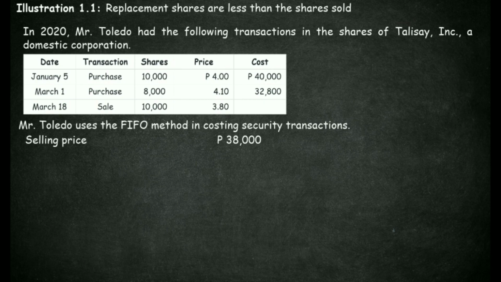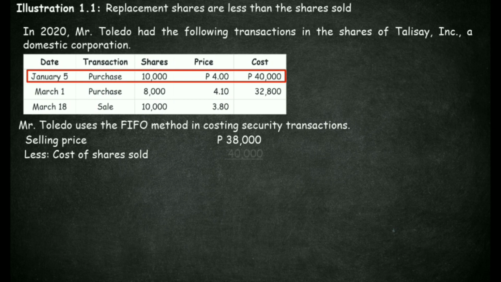Toledo is using the FIFO method, meaning the first shares he bought are the first ones he sells. So, that would be the purchases made on January 5. We have 10,000 times 4 pesos, so the total cost of the shares sold is 40,000. The cost of the shares sold is greater than the selling price, so therefore we have a capital loss of 2,000 pesos.